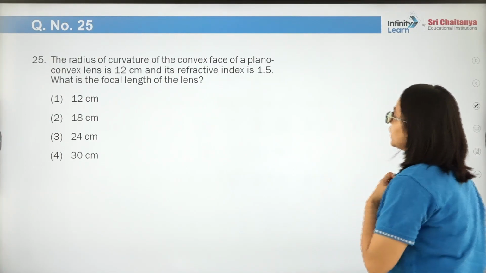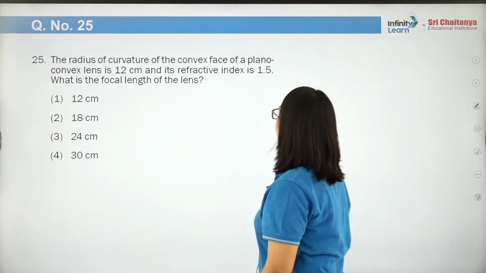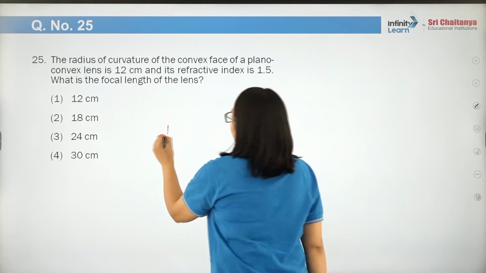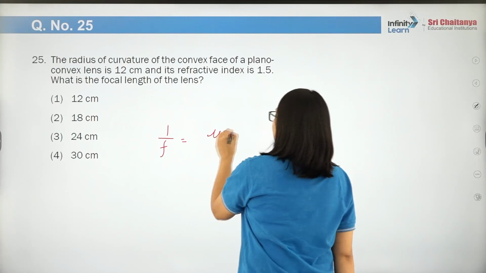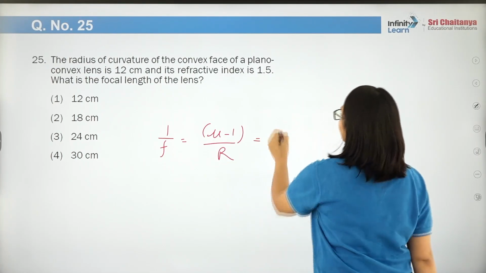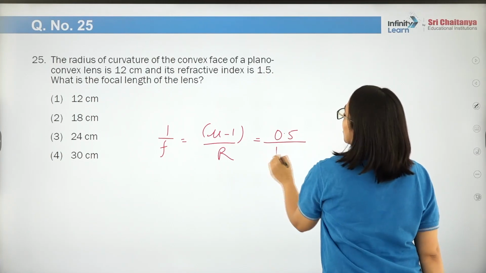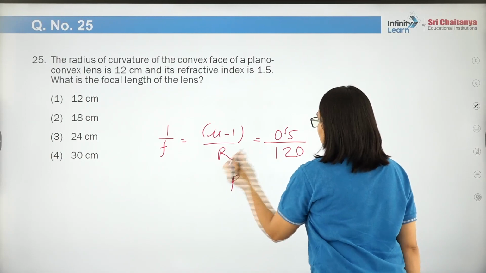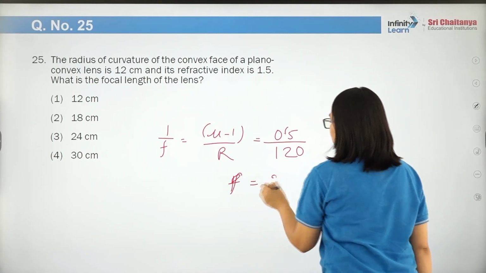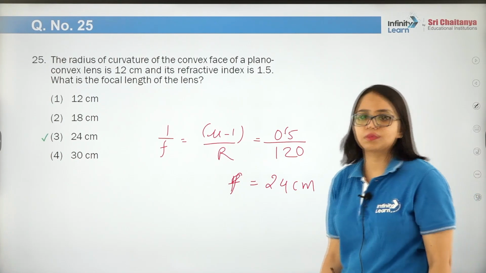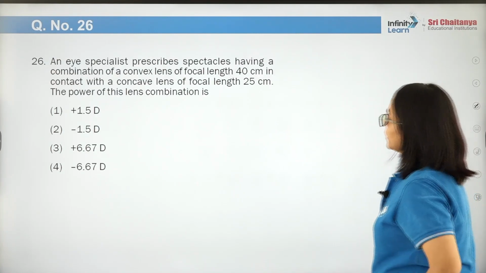Question number 25. The radius of curvature of the convex face of a plano-convex lens is this. What is the focal length? So 1 upon f is (mu minus 1) into 1 upon r. So mu minus 1 is 0.5 divided by r is 12. So this will be 120 divided by 5, that will be focal length, which is equal to 24 centimeter. Correct option is 3.